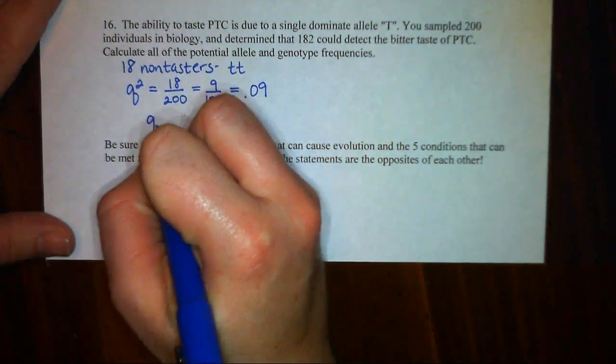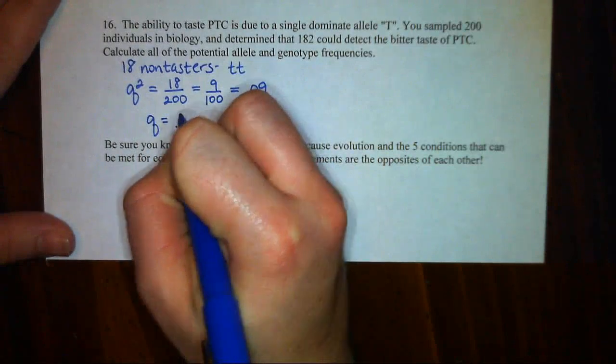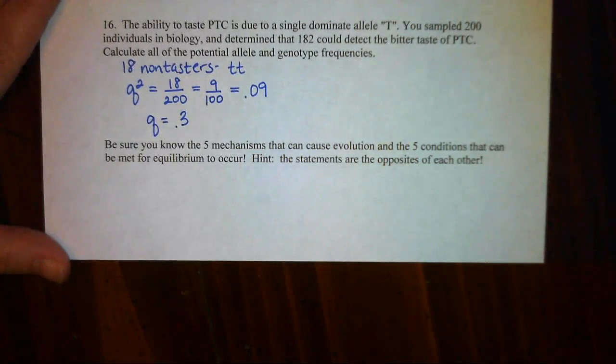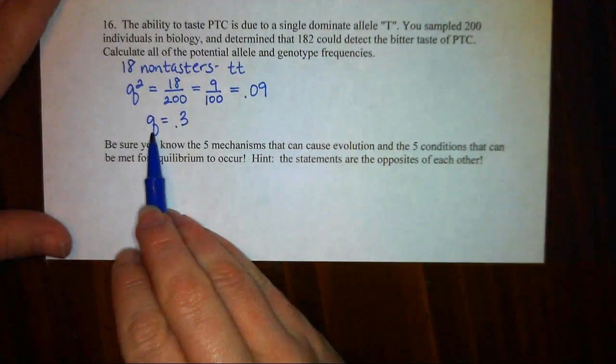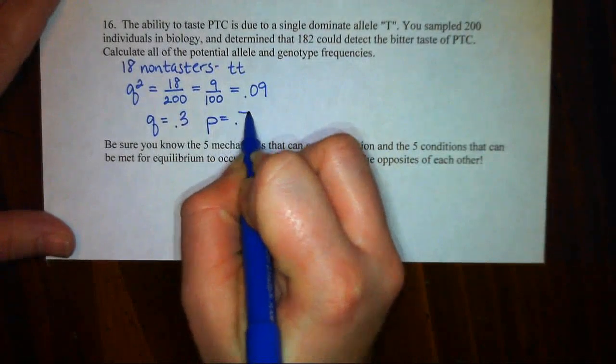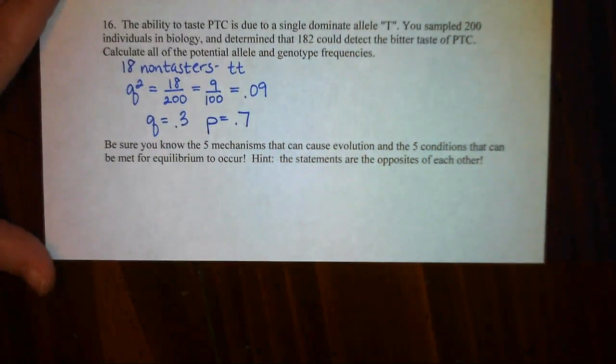So if I square root both sides, be careful with your decimals. q is going to equal 0.3. 0.3 times 0.3 is 0.09. So 30% of my alleles are going to be recessive, or little t's. Therefore, 70% of my alleles must be big T's. So q is 0.3, p is 0.7. Remember, those add up to 1, or 100% of my alleles.